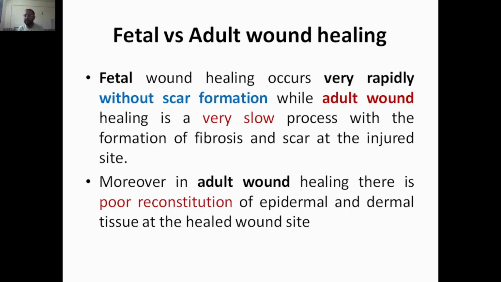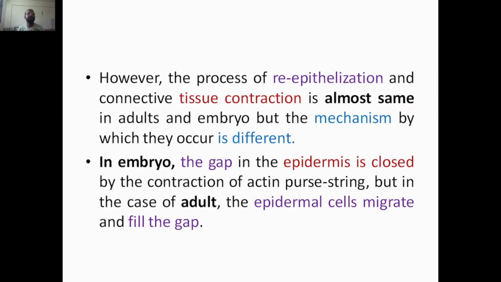Moreover, in adult wound healing there is a poor reconstruction of epidermal and dermal tissue at the healed wound site. There is not much proper reconstruction of the dermal and epidermal layers. However, the process of reepithelialization and connective tissue contraction is almost the same in adults and embryo, but the mechanisms they follow are different. In embryo, what happens? The gap in the epidermis is closed. Whatever gap is there in the epidermis layer will be closed by the contraction of the actin purse string.